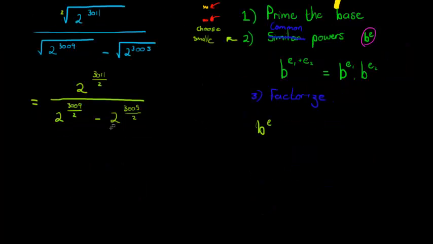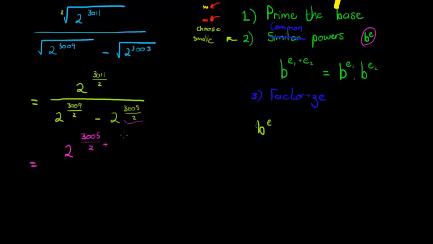Okay, so the smallest one of the lot will be this one, 3005 over 2. 3009 over 2 and 3011 over 2. Obviously, the smallest exponent would be this one. So how do I write 2 to the power of 3011? I want it to be 2 to the power of 3005 over 2. But now, obviously, I need to add something, because I want 2 to the power 3011. That's what it originally was.